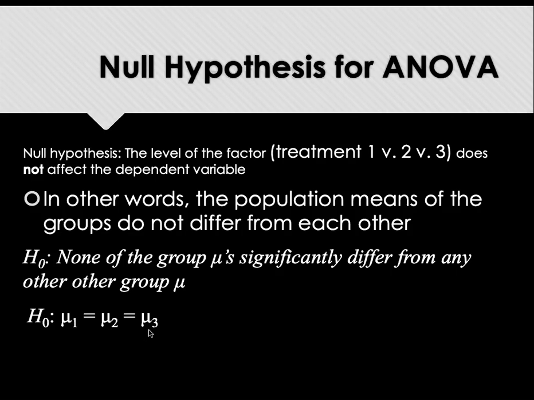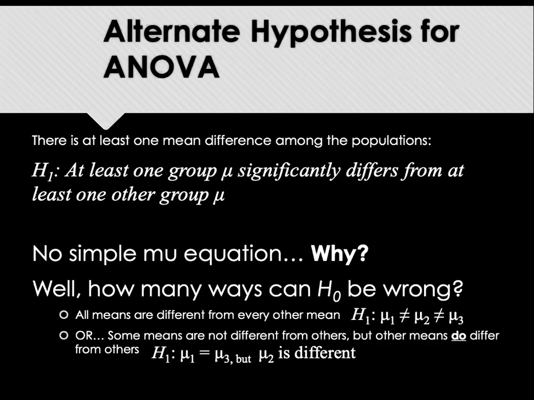So in our example where we had 3 different treatments for anxiety, the null hypothesis would say those treatments don't have any effect. They're all coming from the same population. Treatment 1, 2, and 3 make no difference on the level of anxiety. Our other hypothesis, the alternate hypothesis for ANOVA, is that there is at least one mean difference among the populations. So at least one group mean significantly differs from at least one other group mean.